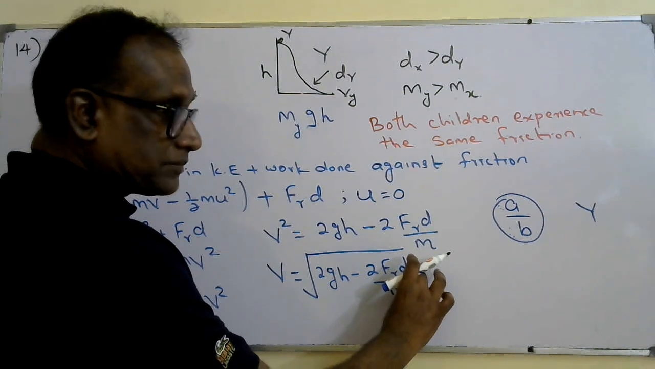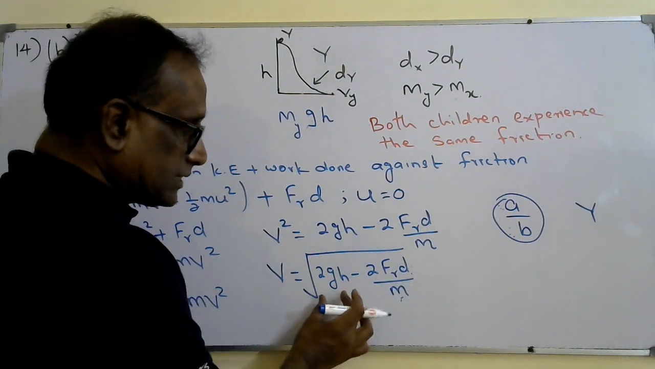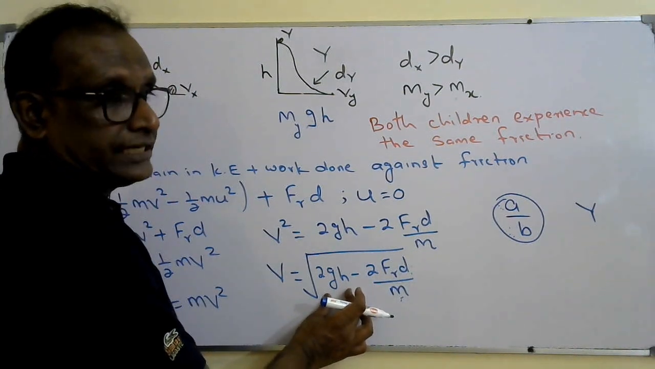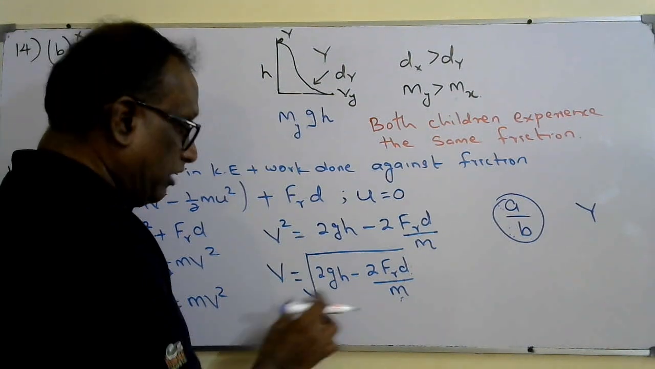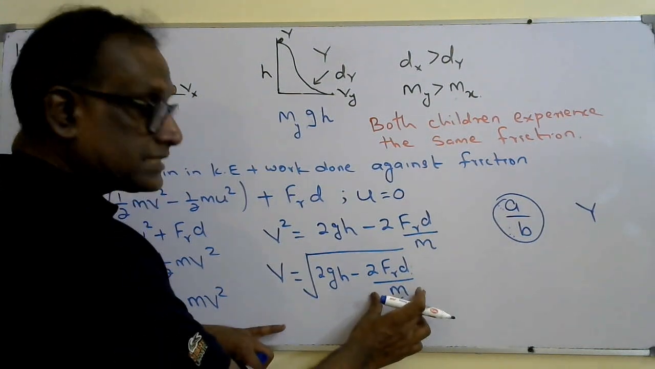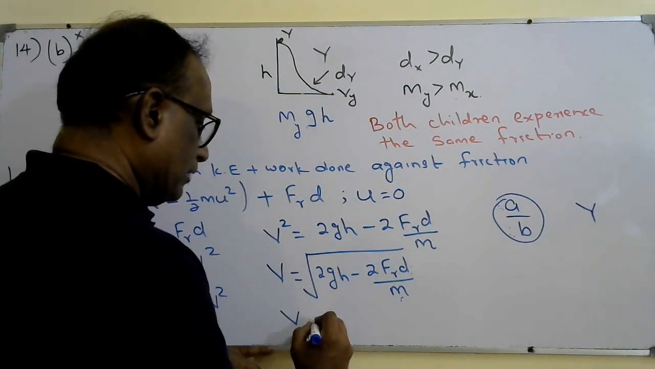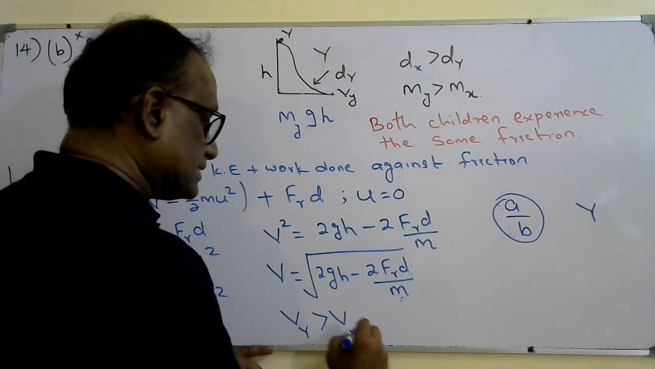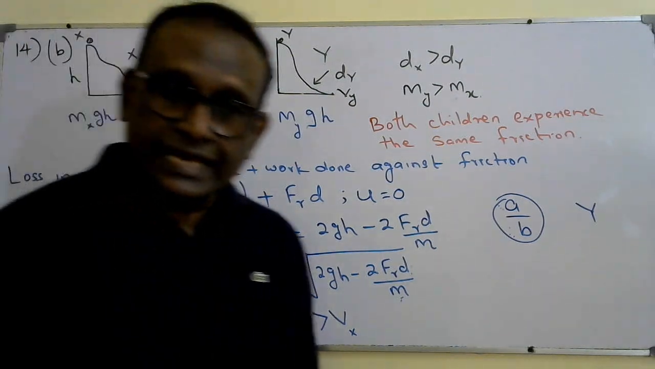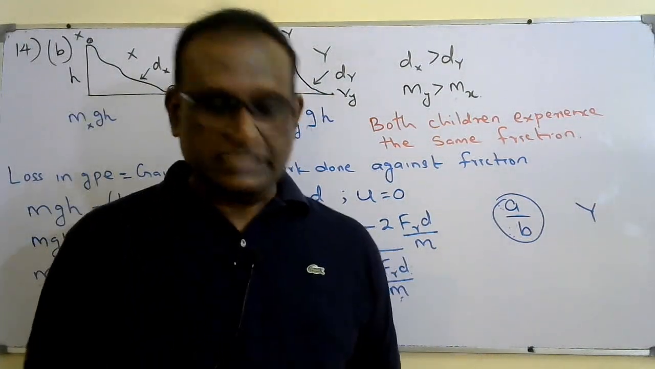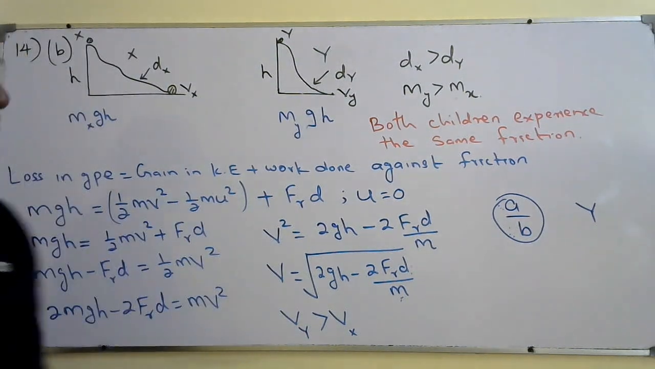When this fraction becomes smaller, we are going to subtract a smaller value from 2gh. Therefore, for Y we are going to subtract a smaller value. Therefore, Vy will become greater than Vx if there is the same magnitude of friction. In case they ask, this is the answer you have to give.